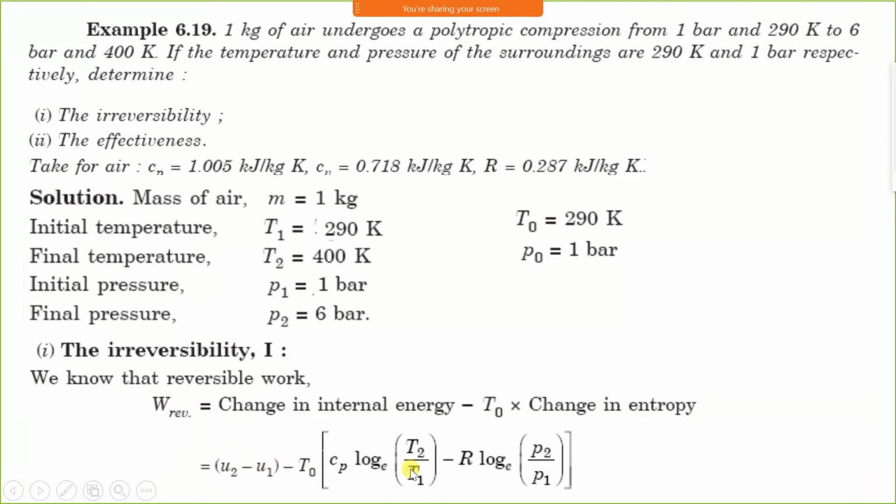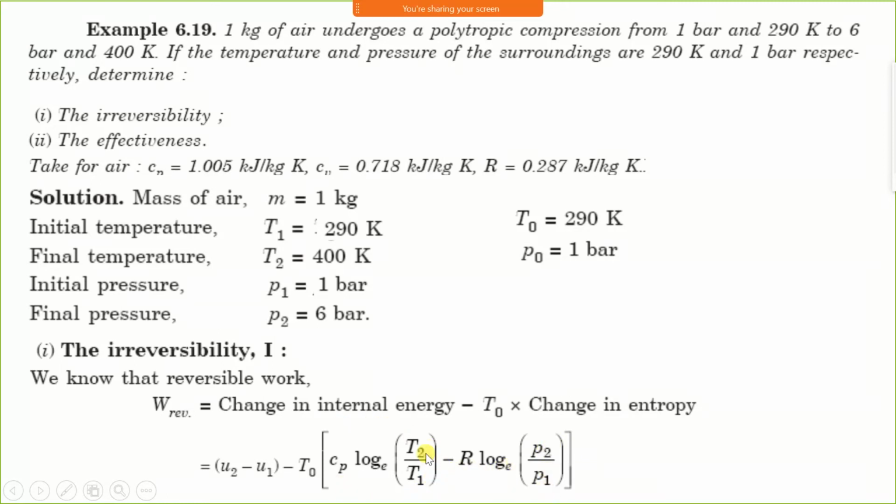Therefore, work done is equal to heat supplied minus heat rejected, or we can say change in internal energy minus T0 into change in entropy. Change in internal energy is U2 minus U1. Now for a polytropic process, or the general process, change in entropy is given by Cp ln T2 by T1 minus R ln P2 by P1. In this problem, temperature and pressures are given. Therefore, we are writing this formula in terms of temperature and pressure. Instead of pressure, if volume is given, we can write this formula as Cv ln T2 by T1 plus R ln V2 by V1.